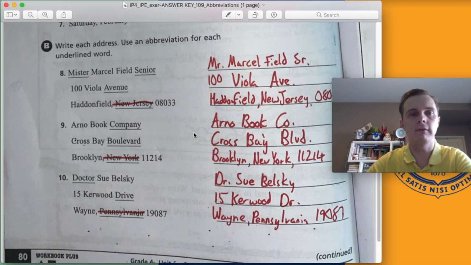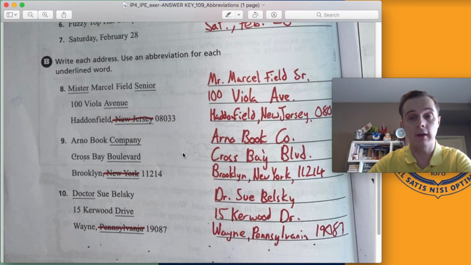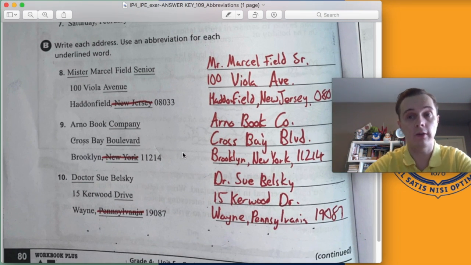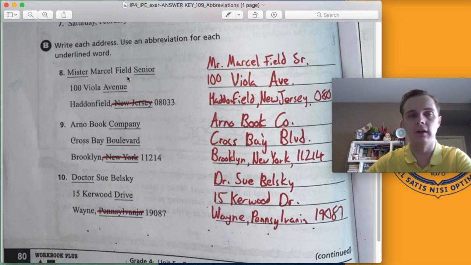Okay, so give yourselves a score out of 7 for section A, a score out of 3 for section B, and a total out of 10. And I hope in total everyone's getting at least 7, but ideally 10.